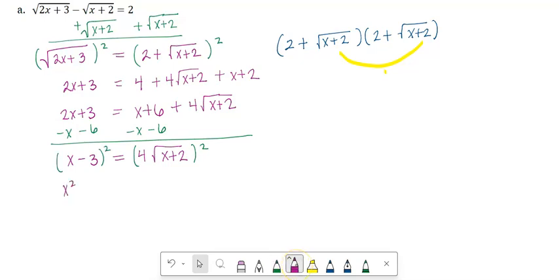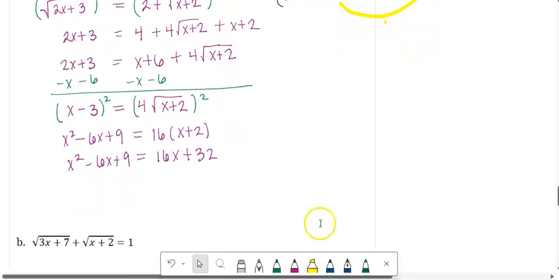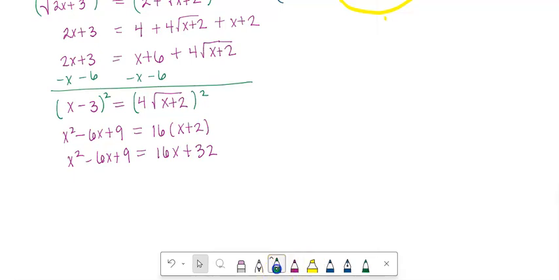So this will be x squared minus 6x plus 9. And when I square the right, I have to square the 4. 4 squared will give me 16. And then I'll also square the x plus 2 under the square root. That'll change to x plus 2. All right. Now I have a bunch of terms that we want to collect onto one side of the equal sign. So let's subtract 16x and subtract 32.